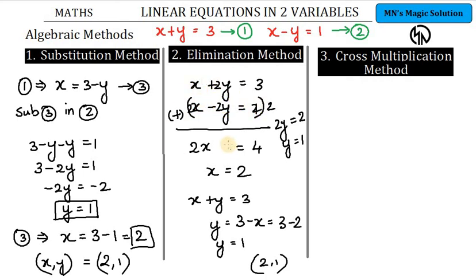So now when you try to solve with this, again when you add the two equations, minus 2y and plus 2y, what will happen to these two? They cancel out. So x, and then here it is 2x. So x plus 2x is how much? 3x is equal to 3 plus 2, which is 5.